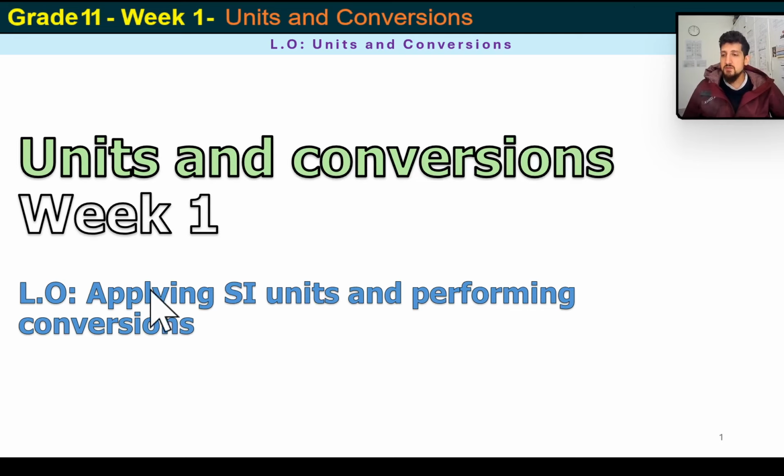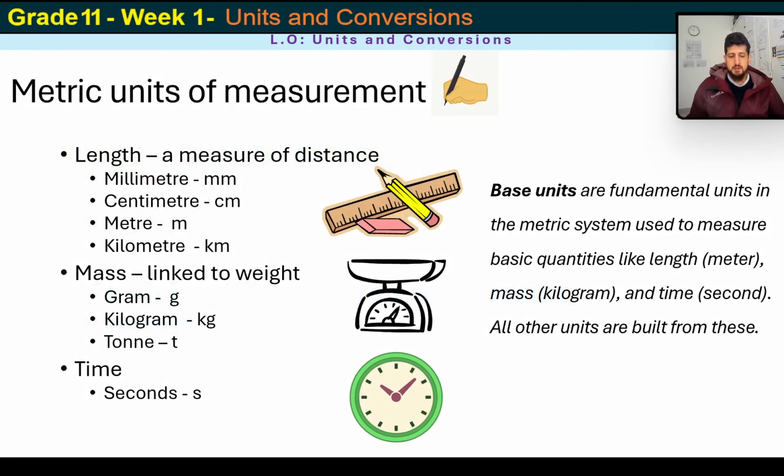What we're learning about, first of all, is applying the SI units and performing conversions. And let's go. Okay, so we're talking about metric units of measurement. We don't deal with imperial units in this course, thank God. So the SI unit for mass, for example, is kilograms. The SI unit for length is meters. The SI unit for time is seconds. And those three are primarily what we're going to be dealing with.